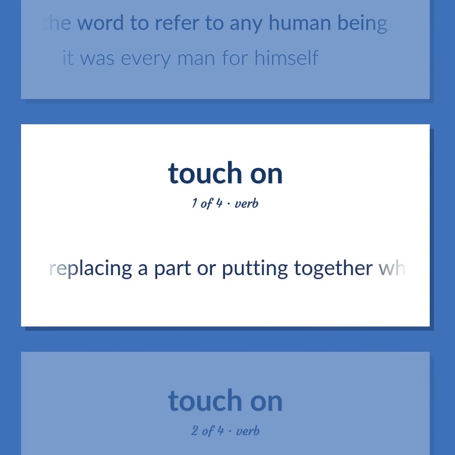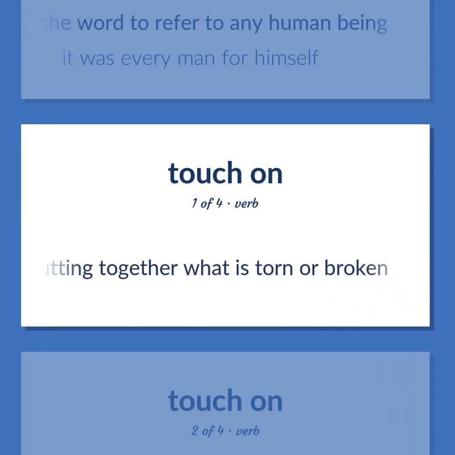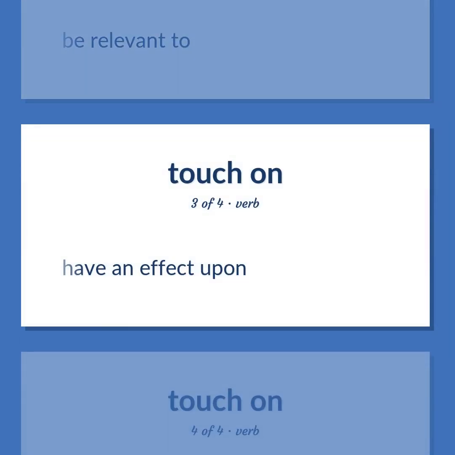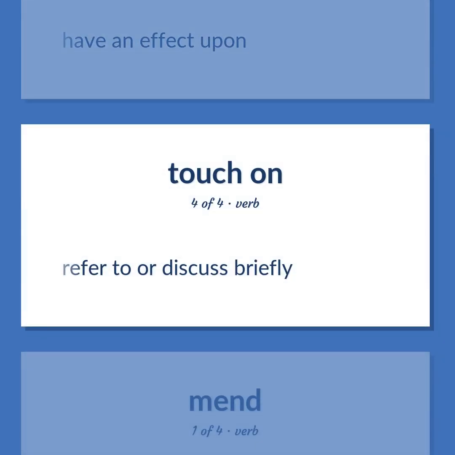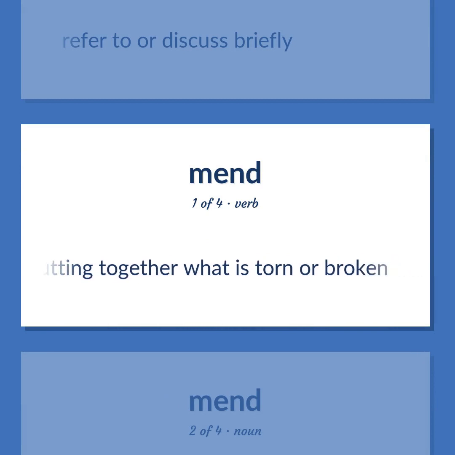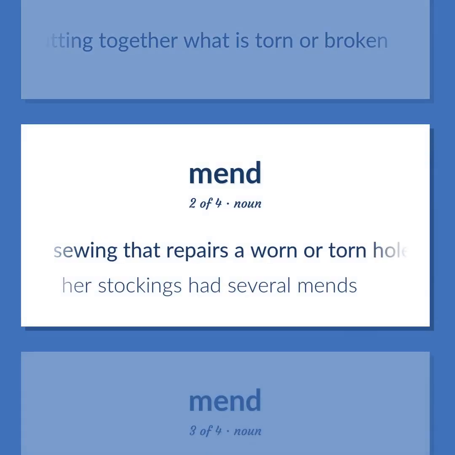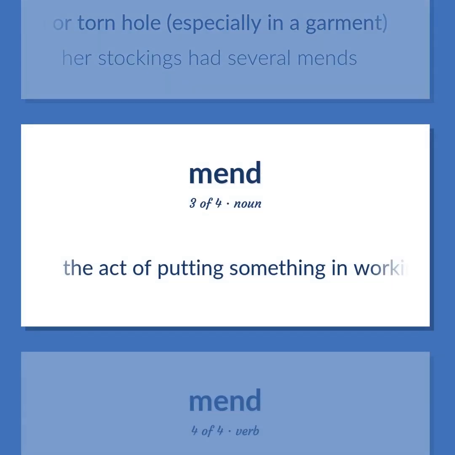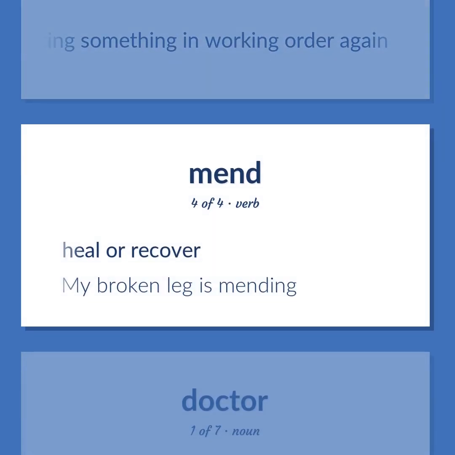Restore by replacing a part or putting together what is torn or broken. Be relevant to. Have an effect upon. Refer to or discuss briefly. Sewing that repairs a worn or torn hole, especially in a garment. Her stockings had several mends. The act of putting something in working order again. Heal or recover. My broken leg is mending.